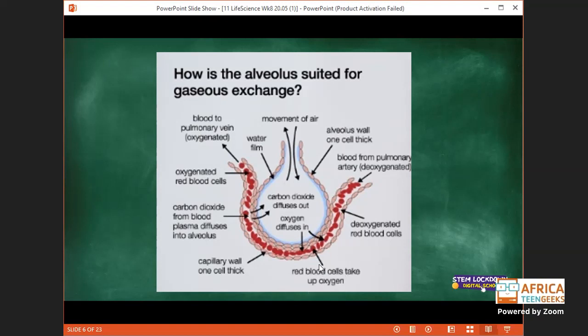Okay. Then here we have the deoxygenated red blood cells. Then the red blood cells also take in oxygen, which comes from the alveolus. What is also important to note is that the capillary wall is also 1 cell thick. And then here we have the carbon dioxide again, which comes from the pulmonary artery, which is diffused into the alveolus, and then it is pushed out of our lungs, right? Here we have our oxygenated blood cells, and this is blood that is going to the pulmonary vein, which is oxygenated, and therefore it will go to the heart, and from the heart, it is pumped to the various body cells in our body. Okay. And here we have our water film. Remember, this is called a surfactant, right? This water film or fluid tissue is called surfactant, right?